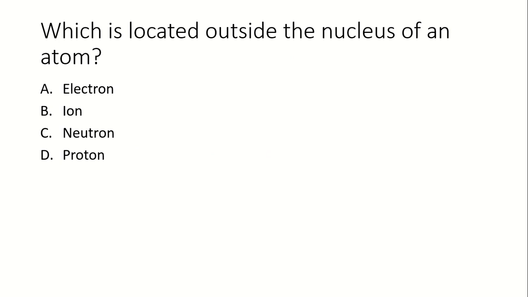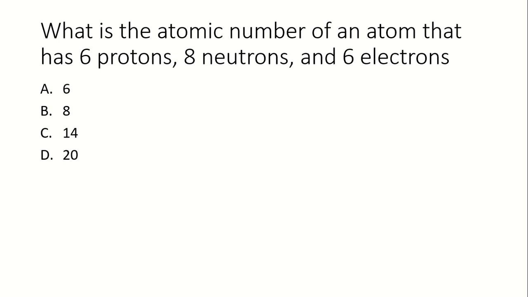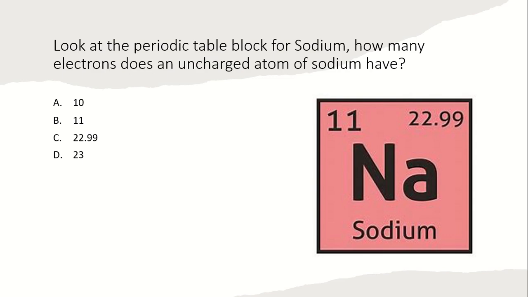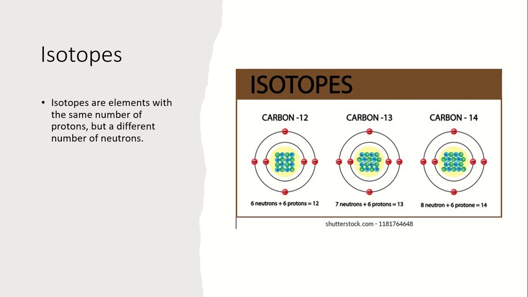Which is located outside the nucleus of an atom? Is it an electron, ion, neutron, or proton? What is the atomic number of an atom that has 6 protons, 8 neutrons, and 6 electrons? Is it A, 6, B, 8, C, 14, or D, 20? Look at the periodic table block for sodium. How many electrons does an uncharged atom of sodium have? A, 10, B, 11, C, 22.99, D, 23.